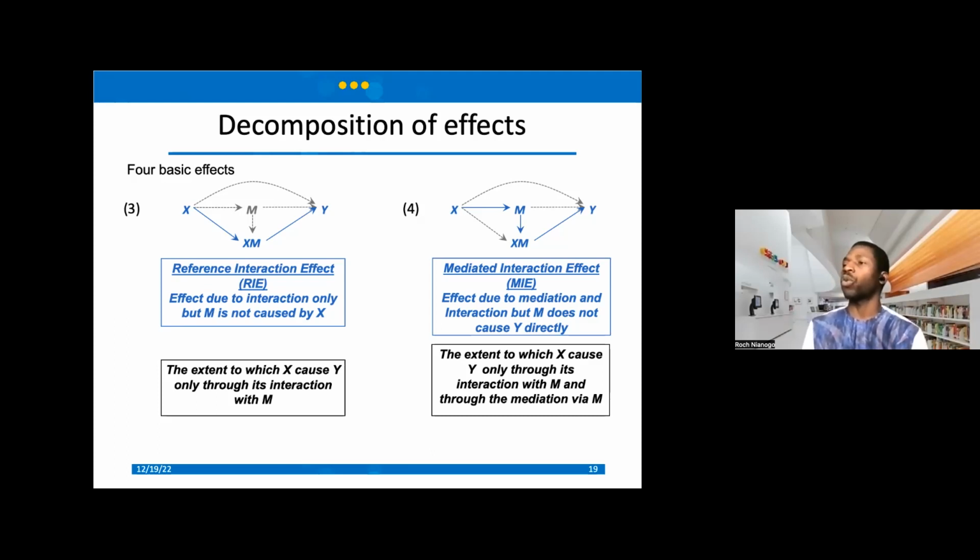And now we have the fourth and final basic effect, which is called the mediated interaction effect. This is basically the effect that is due to mediation and interaction, but M does not cause Y directly, right? So again, going back to our example, this is the extent to which ACE, adverse childhood experience, causes cognitive difficulties only through its interaction with psychological resilience and through the mediation via psychological resilience, right?